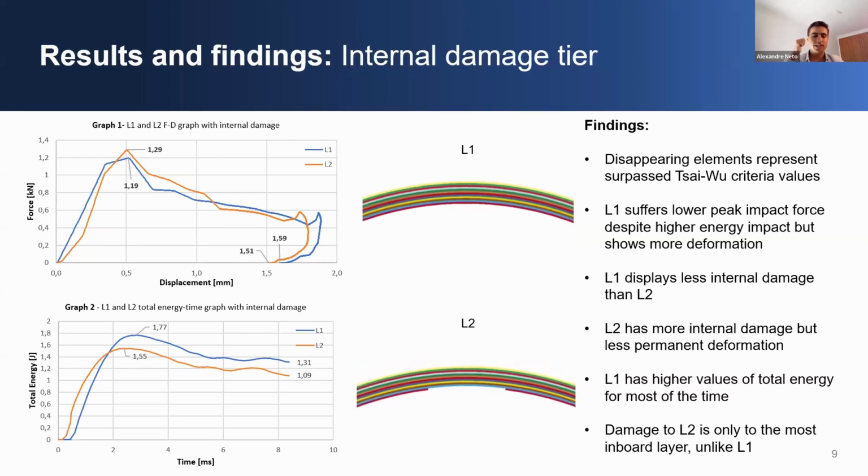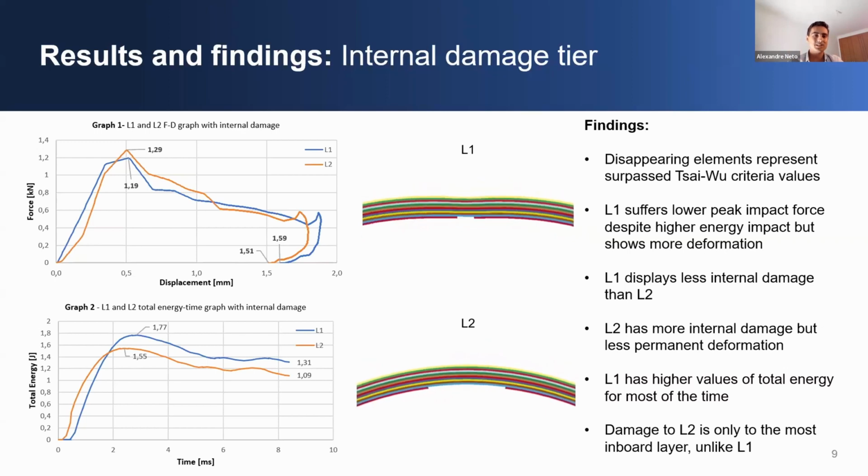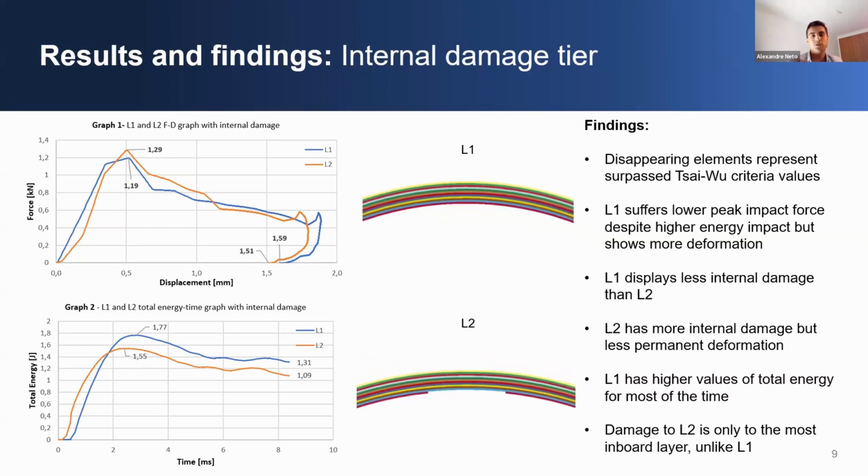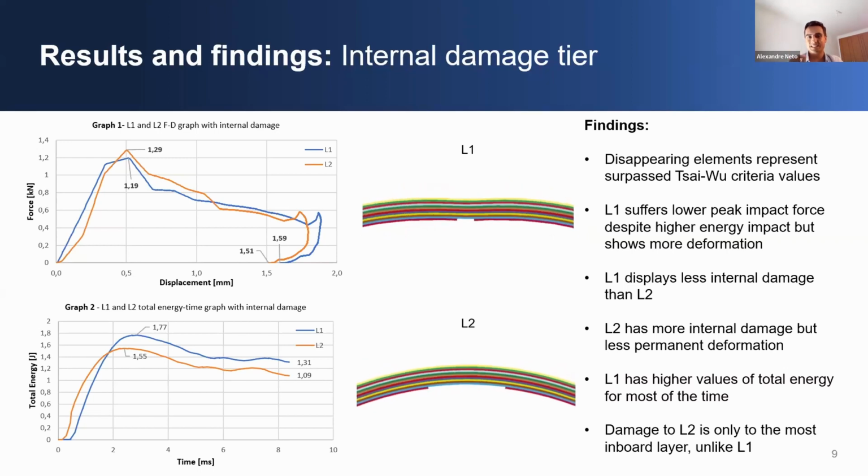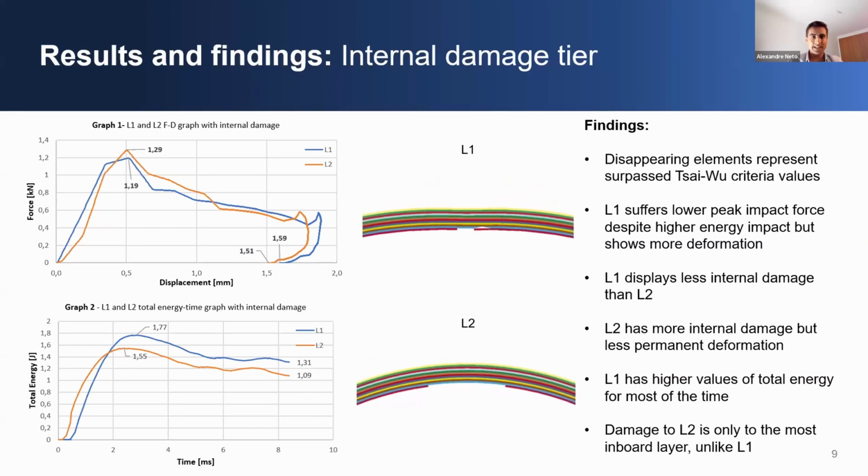So we can conclude that L1, so layup 1, suffers lower peak impact force despite higher energy impact, but shows more deformation. Also that L1 displays less internal damage than L2. You can see that in the animation. That L2 has more internal damage, but less permanent plastic deformation. That L1 has higher values of total energy most of the time. And damage to L2 is only to the most inboard layer, as you can see in the animation, which is very curious, unlike L1.